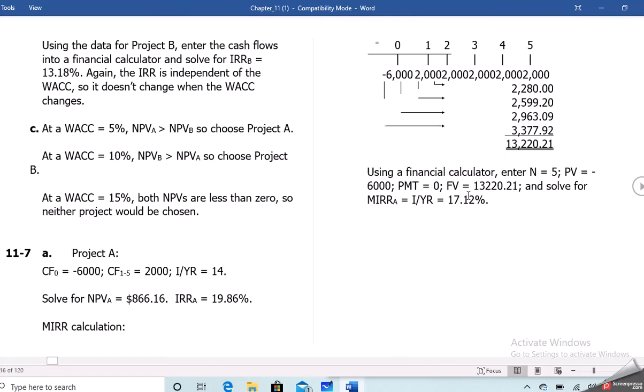Then you come back to your second computation and do what they have here. So here it says, okay, if the future value of my cash flows at the cost of capital is $13,222.21, no payments in this computation, and I invested $6,000 today, what is my modified internal rate of return? So you can see that one's a little bit lower.